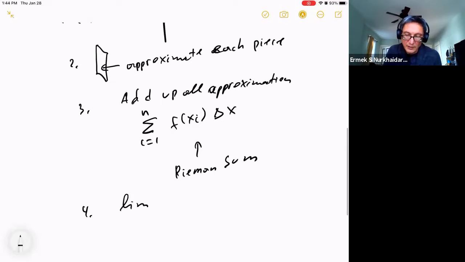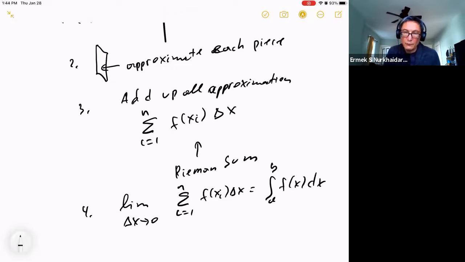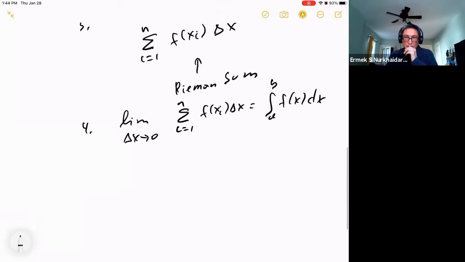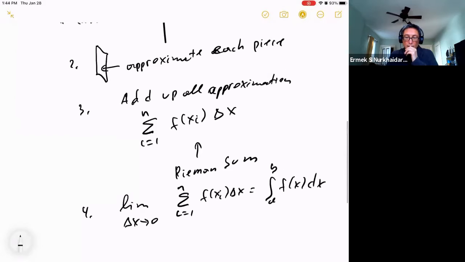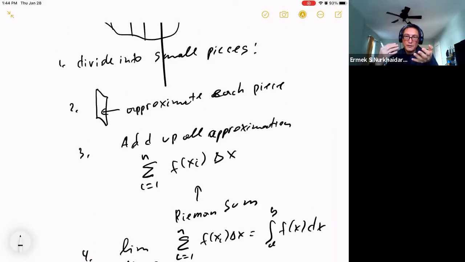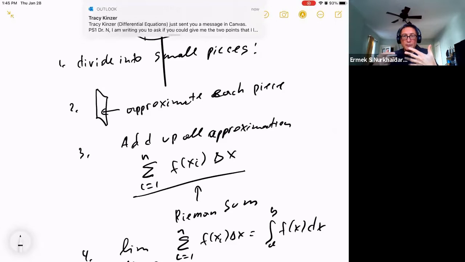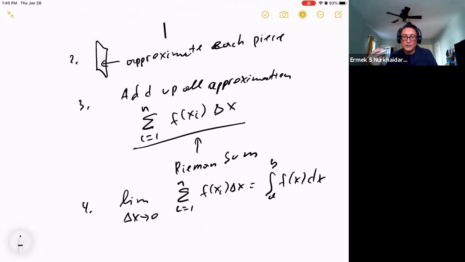And then the last step, take the limit when delta x approaches 0 of the Riemann sum, and we're going to get a definite integral. At least that's the idea. So divide into smaller pieces, approximate each small piece, add up all the approximations, you're going to get a sum. Take the limit of the sum, and we're going to get a definite integral.